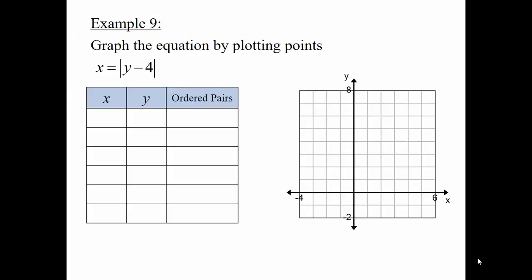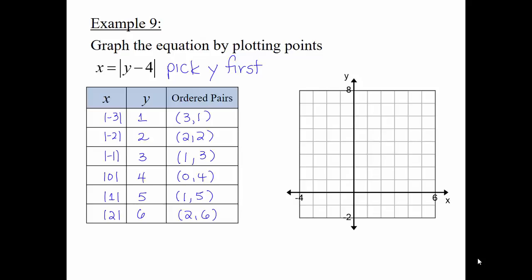All right, this is an absolute value grouped in, but it's grouped in with the y, so that's unusual. So let's plot our points. This time you're going to pick your y first, because that's what you have to do something with. So we're going to pick 1, 2, 3, 4, 5, 6. At 1, we have 1 minus 4, which is negative 3, but the absolute value of negative 3 is 3. Same with 2, then 3, 4 minus 4 is 0, 5 minus 4 is 1, 6 minus 4 is 2, absolute value. All right, so the ordered pairs are listed.